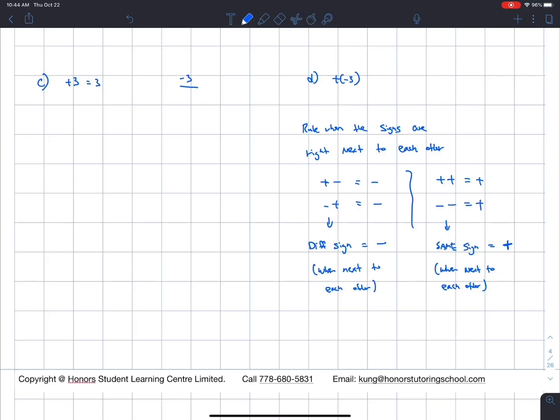So positive negative 3 is going to give you negative 3. And the opposite of negative 3 is positive 3. E. Negative positive 3 is going to be negative 3. And the opposite of negative 3 is positive 3. And finally, F. Negative negative 3 is positive 3. And the opposite of positive 3 is negative 3.